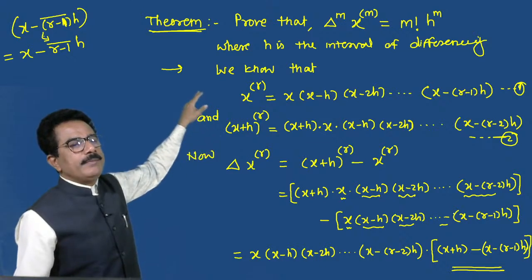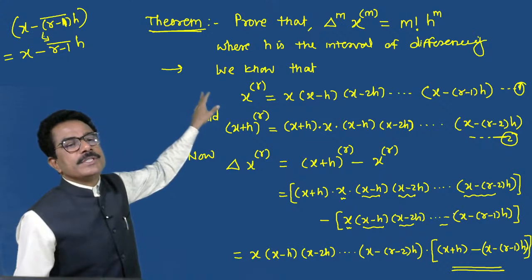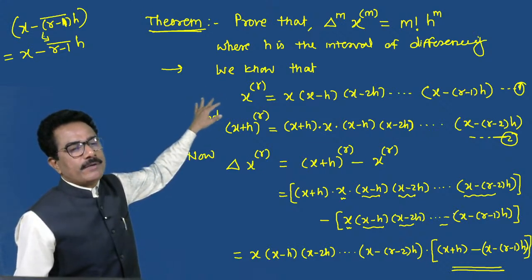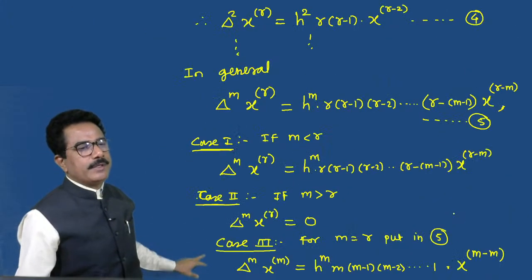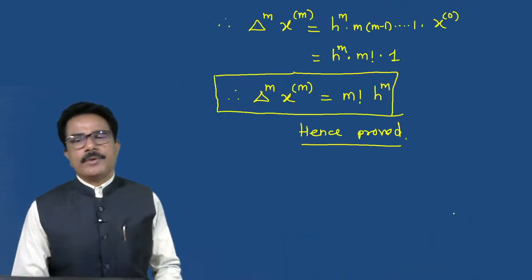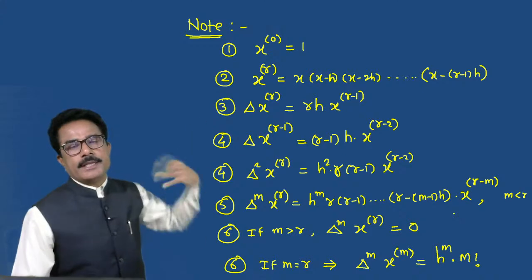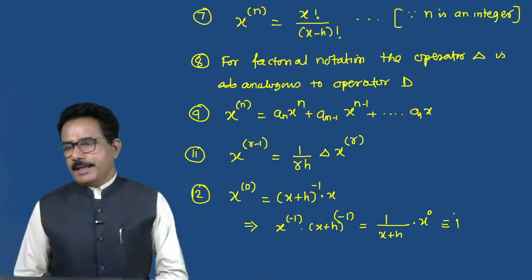Then this is a theorem. Prove that delta raised to m into x raised to m, which is equals to m factorial into h raised to m, where h is the interval of differentiation. So we can prove this result by using this theorem. So in this case, okay. आणि या नोट सर्वात लक्षात ठेवा, हे खूप महत्त्वाच्या नोट आहेत. आपण याच्यावर प्रॉब्लेम्स उद्याला घेऊ. Now we shall stop here.